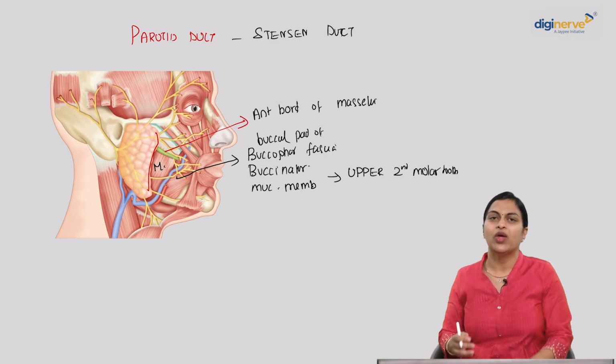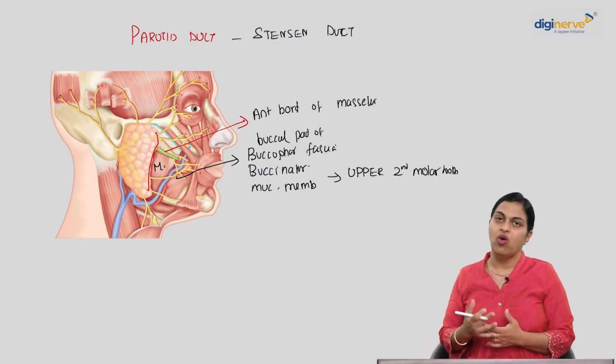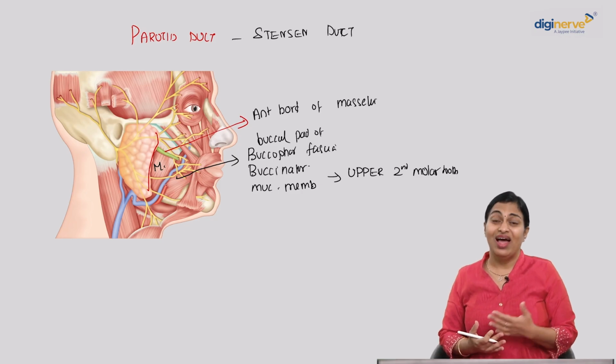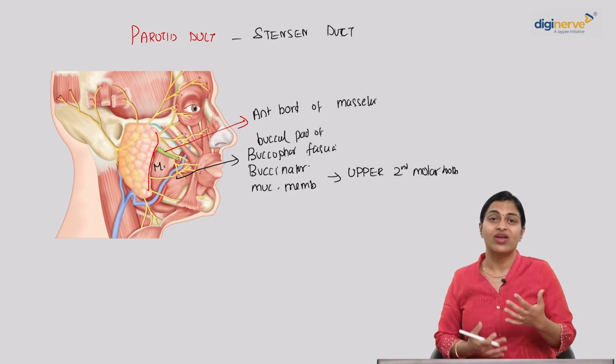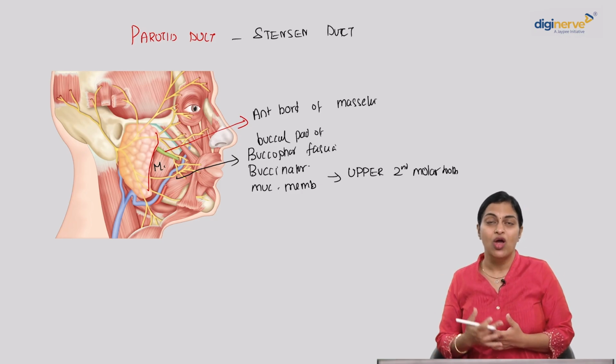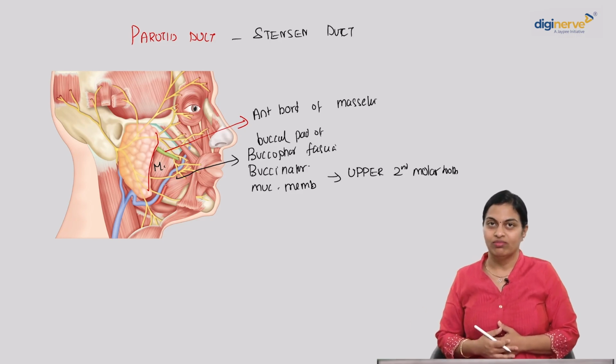So it is very frequently asked in an image-based question or in your spotter examination. And the next sub-question will be like, what are the structures pierced by the parotid duct, or where does it open into? Okay.